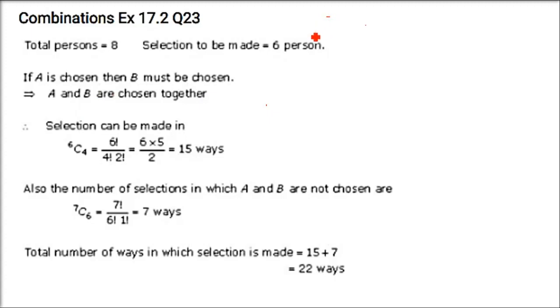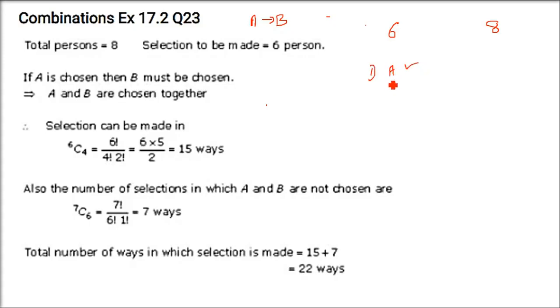We wish to select 6 persons from 8. But if the person A is chosen, then B must be chosen. In how many ways can the selection be made? Please understand, there are 6 persons to be selected from 8. But if you select A, you have to select B.